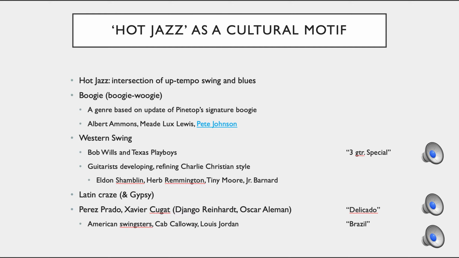Now, behind this, as you have a coalescing of ingredients that comes to inform what the pop icon is, you also have what's referred to as hot jazz as a cultural motif across multiple genres of music. So hot jazz is the intersection of up-tempo swing, the fast swing that's super danceable, like Glenn Miller's In the Mood, for example, which is a really good example. And you mix that in with blues and Boogie Woogie, for example.